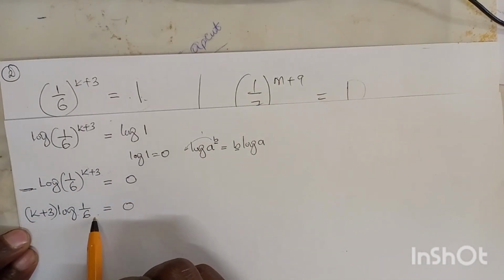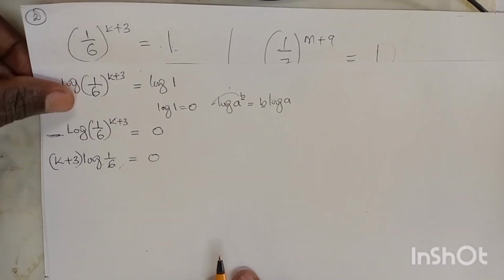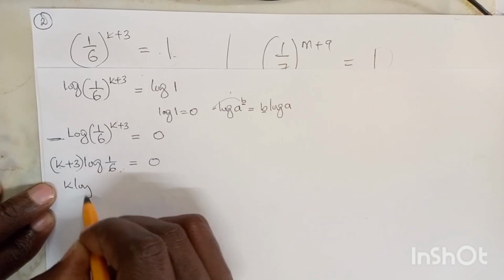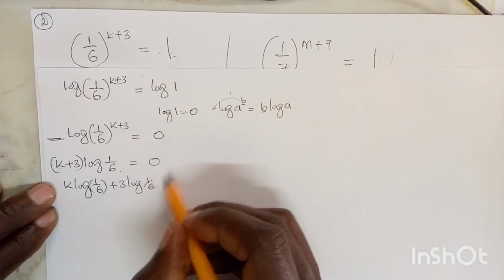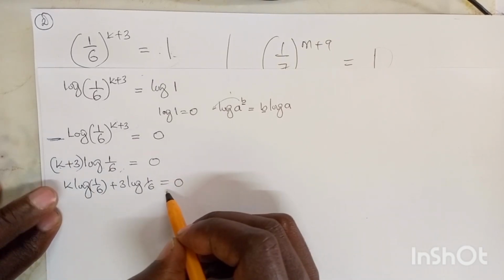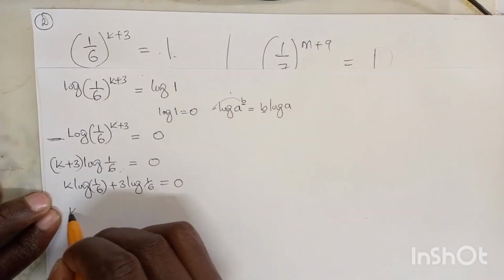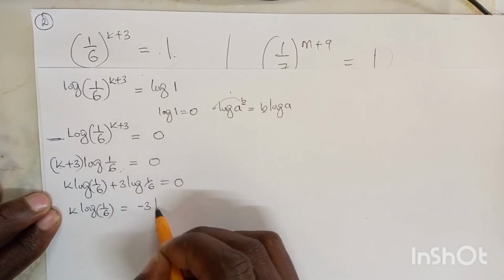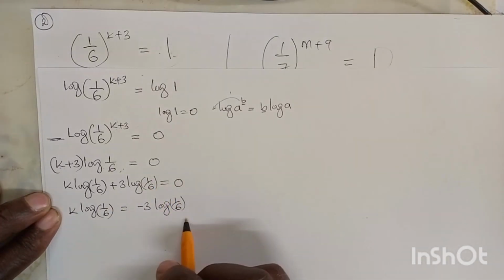Now from here, we can open our brackets. We shall have k times this one, so k log 1/6 plus 3 log 1/6 equals 0. Now we can pick this one and move it to the other end. This shall be k log 1/6 equals negative 3 log 1/6.